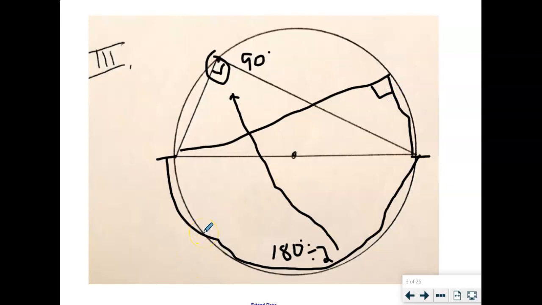Yeah, y'all notice how pretty my lines are here. I can't draw straight using a mouse. So this is 90 degrees. It doesn't matter where you go, as long as you go into the diameter, this angle will be 90 degrees, a right angle.